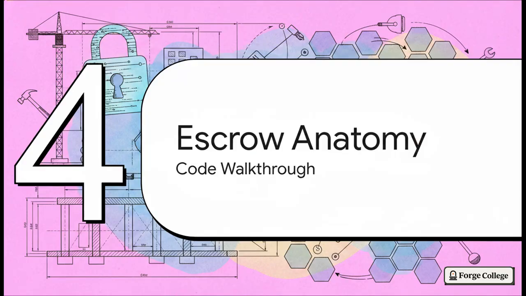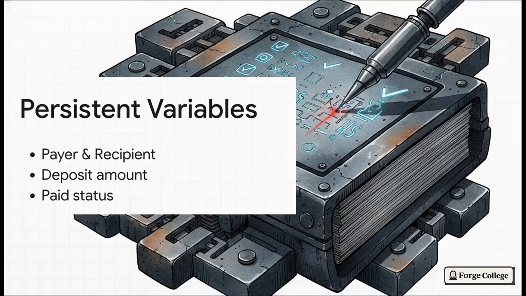Section 4. The anatomy of an escrow. Let's actually walk through some code. So, right at the top of our escrow code, we have to define the contract's persistent memory. These are the state variables. We need to lock in exactly who is paying, who is receiving the funds, the exact amount of the deposit, and a simple true or false status for whether the job is paid or not. This effectively forms the indisputable ground truth reality that our contract is going to rely on.